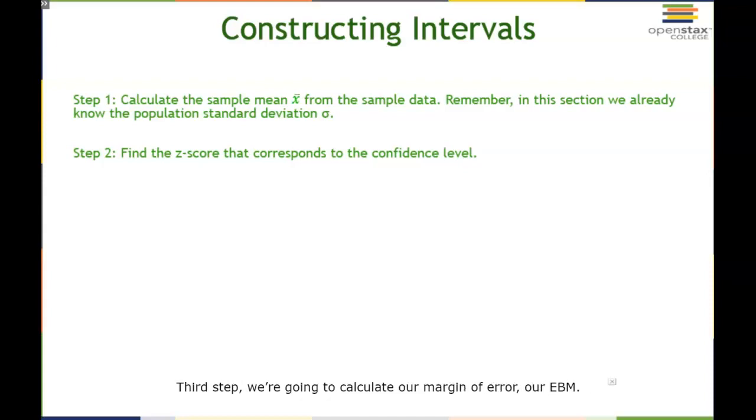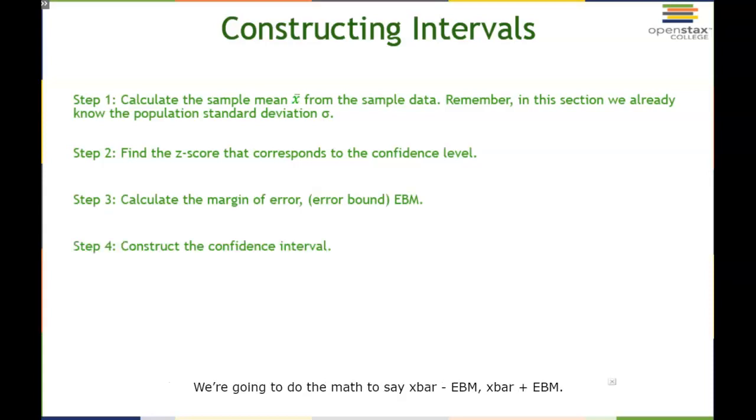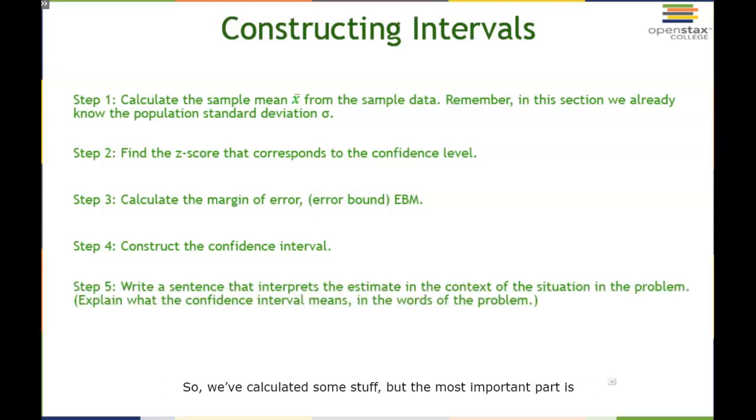Third step, we're going to calculate our margin of error, our EBM. Fourth step, we're going to construct our actual confidence interval. We're going to do the math to say x bar minus our EBM, x bar plus our EBM. And then 5, we're going to write a sentence to interpret what all this data means. So we've calculated some stuff, but the most important part is figuring out what this means.